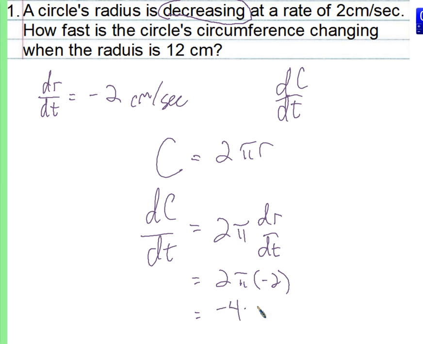Negative 4 pi, what? Feet. Centimeters. Square centimeter, no, you're right, centimeter, not square. Just centimeters, because this is centimeters per second, and that's just 2 pi.